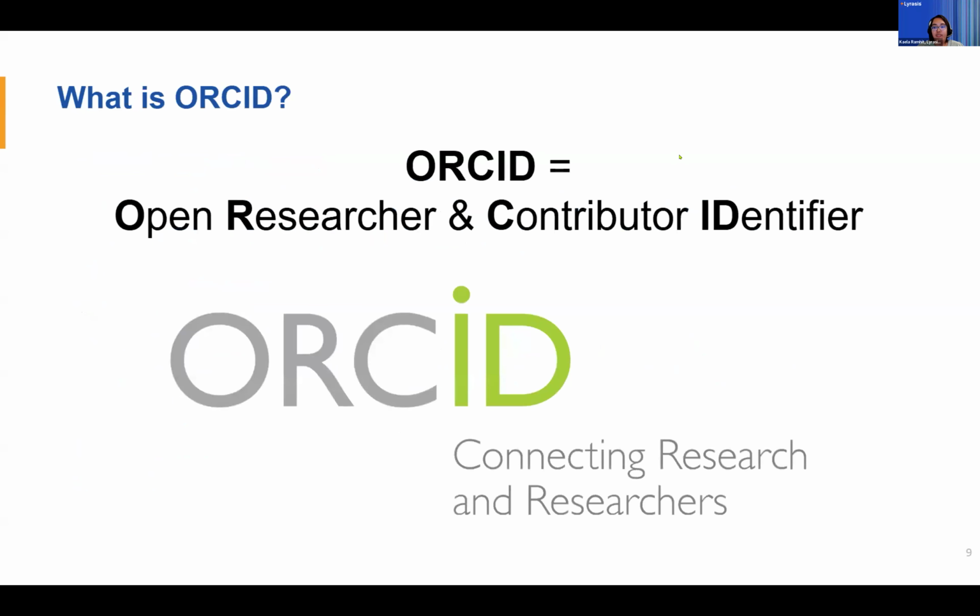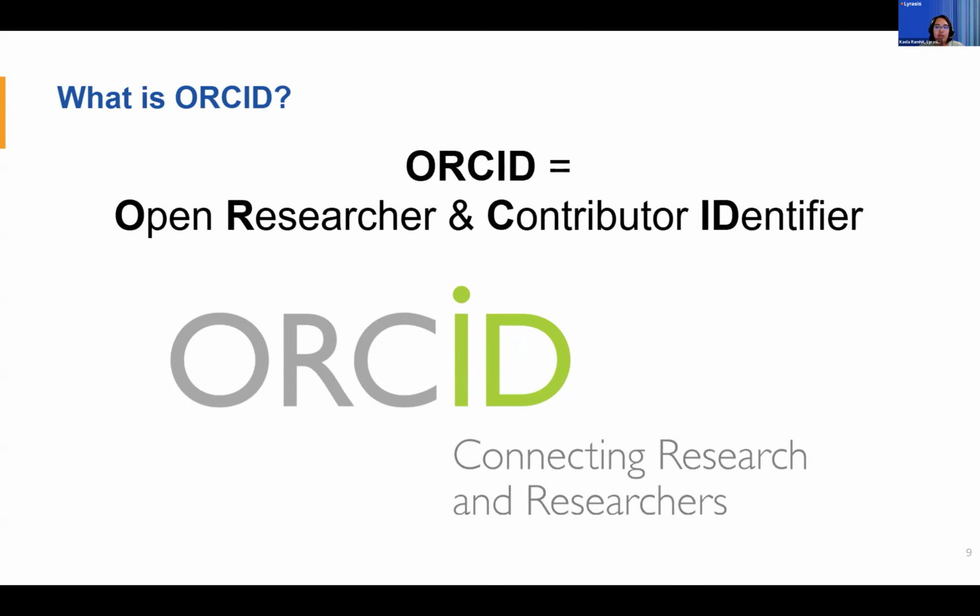All right, so the very brief intro. What is ORCID? ORCID stands for Open Researcher and Contributor Identifier. ORCID is an identifier meant to uniquely identify researchers and contributors so that they can get credit for their work, streamline their digital identity, and save time on administrative tasks and keep track of their affiliations and contributions all in one place.